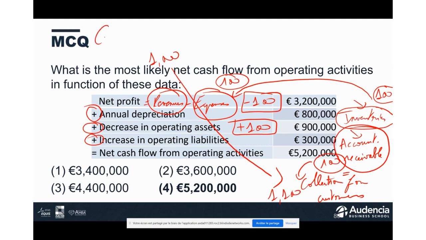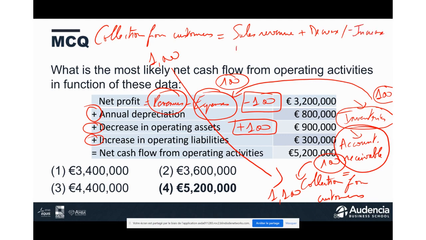So the collection from customers, or cash inflows from the sale of goods and services, is equal to the sales revenue plus decrease, minus increase in accounts receivable, plus increase, minus decrease in unearned or deferred revenue.